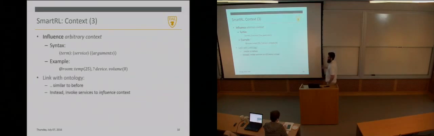So here, this is very comparable to the previous case. So here we say, in the room that the user is currently in, we want to set the temperature to 25. Here, we want to set the device volume of the device variable to 0. Right, so very similar to before, we use our ontology to resolve this to a much more expanded expression. So here we look for services inside the room that the user is currently in that are able to influence the context, or are able to set the temperature higher or lower.